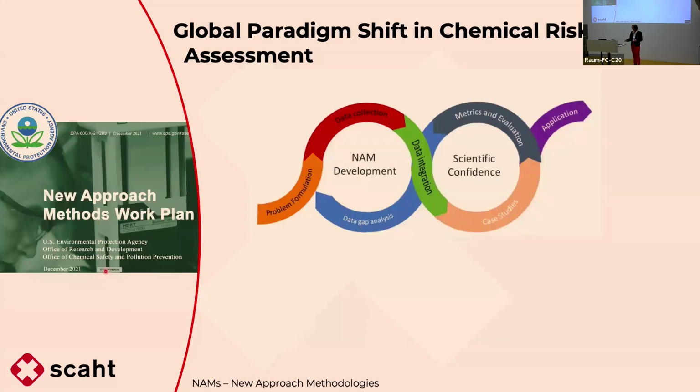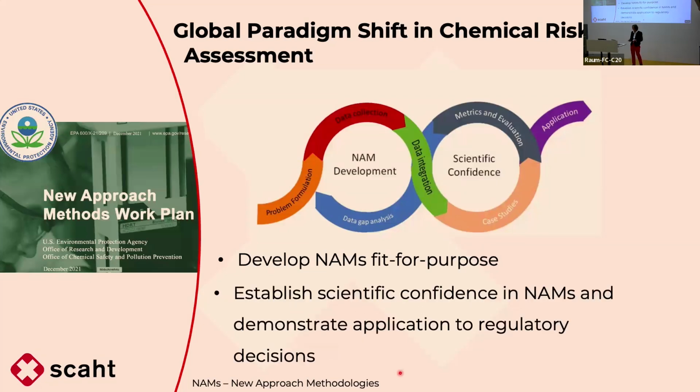So behind the development, you have to establish the scientific confidence of the NAMs. The NAMs have to be fit for purpose. That is important. For example, if you want to do a nuclear receptor screen of 1,000 chemicals, you wouldn't choose the organ on the chip system for that, so the purpose has to be adapted to the question that you ask. And the scientific confidence is really important to demonstrate that the application for regulatory decisions really holds.